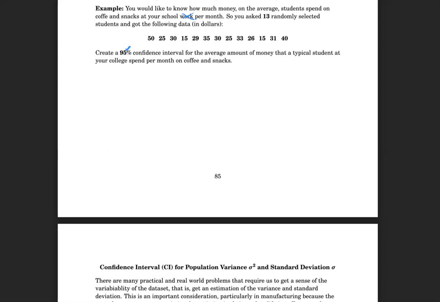So you surveyed 13 randomly selected students. That tells you n is equal to 13. And you found this data. Based on this data, you want to create a 95% confidence interval for the average amount of money a typical student at your college spends per month on coffee and snacks.